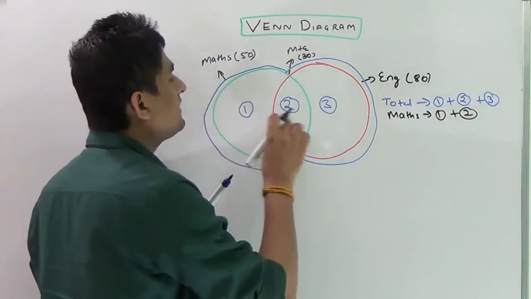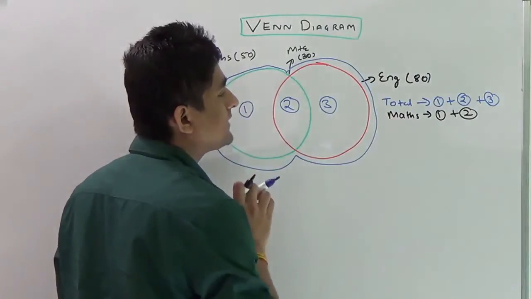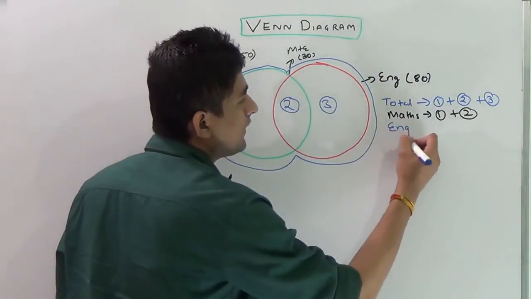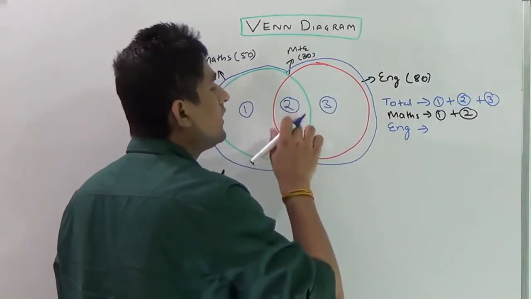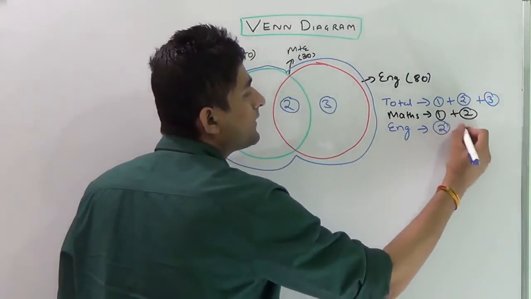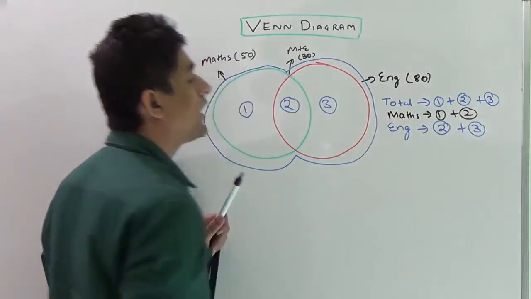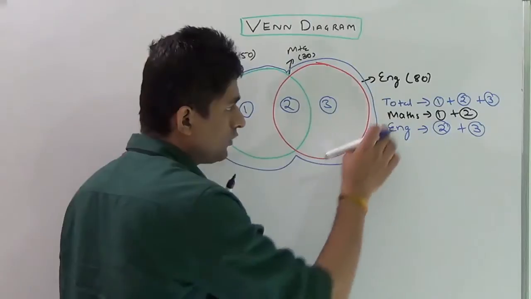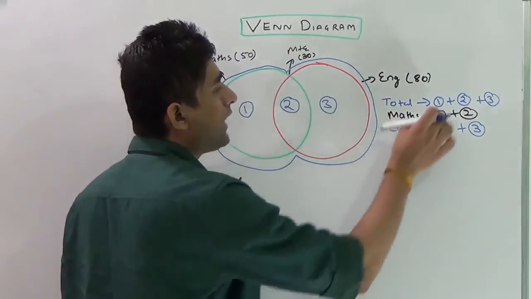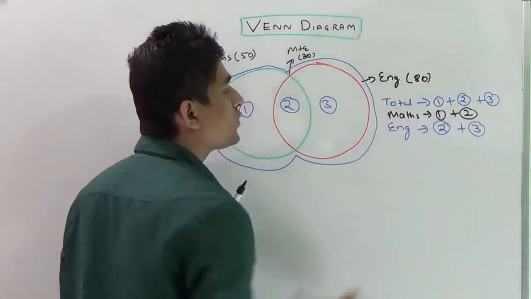that means this region plus this region. And if I say the total number of students who gave the English exam will be covered with this region, that means this red circle, 2 plus 3. This region will give me the total number of students who gave the English exam. I think this is clear to you, but in order to find the total number of students who gave the exam, I have to find the value of 1 plus 2 plus 3.